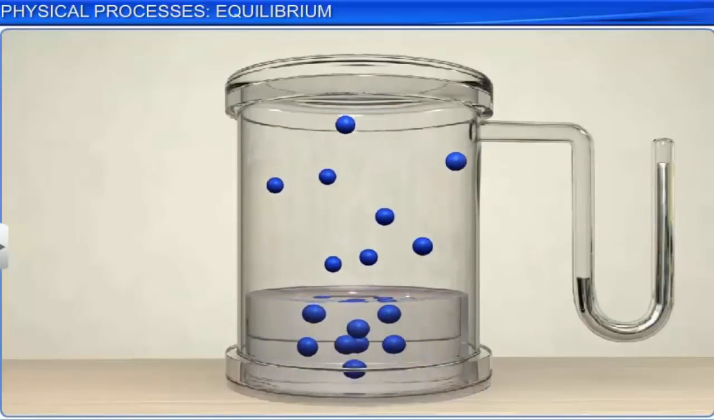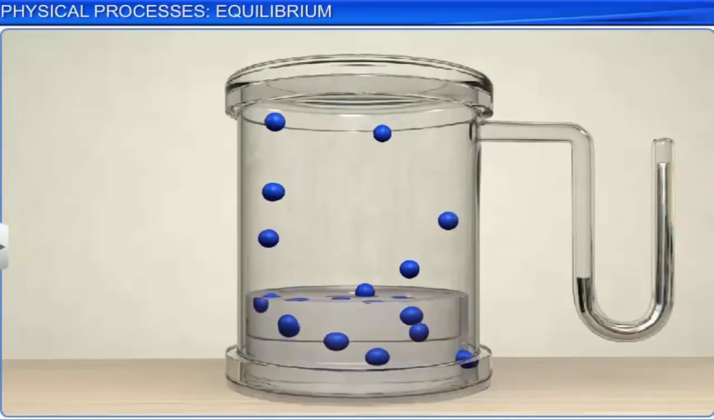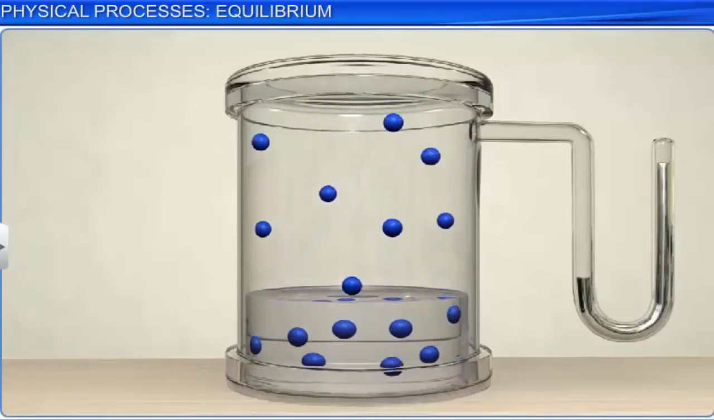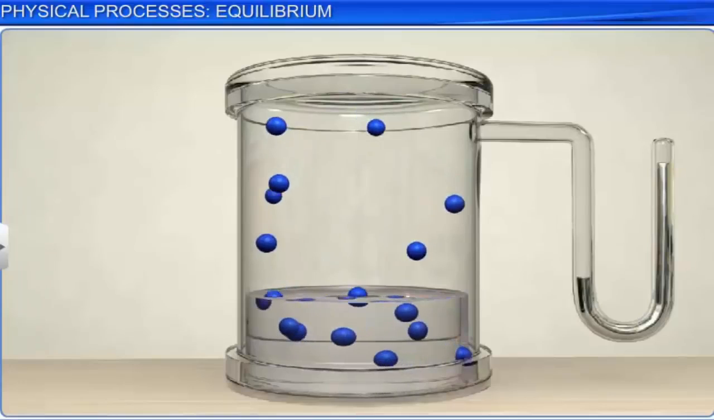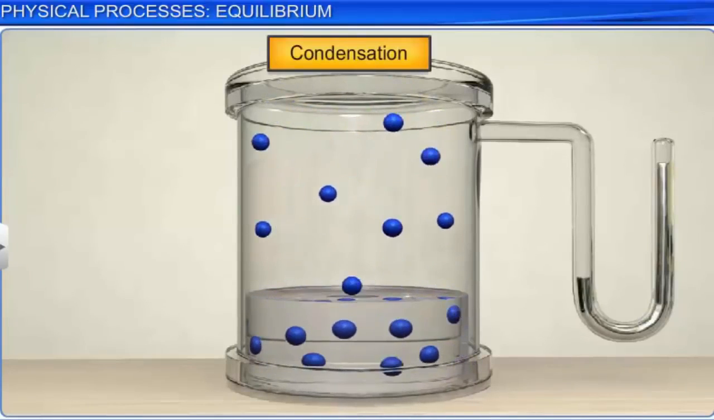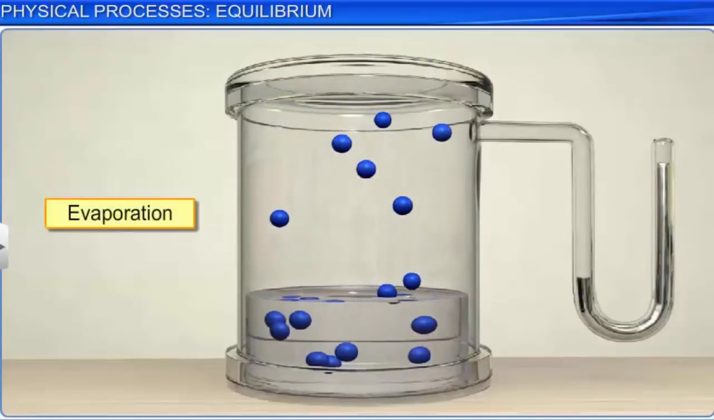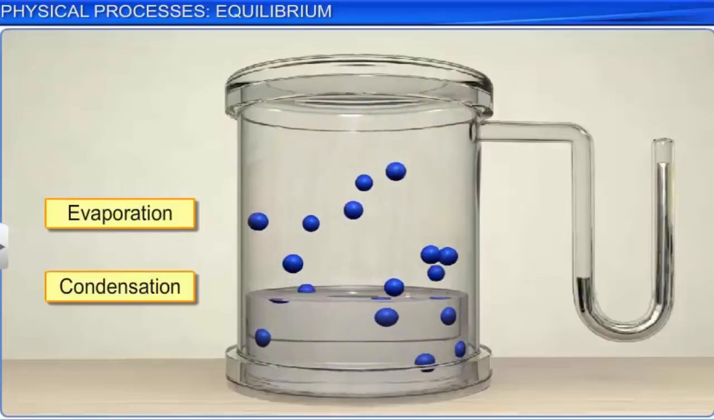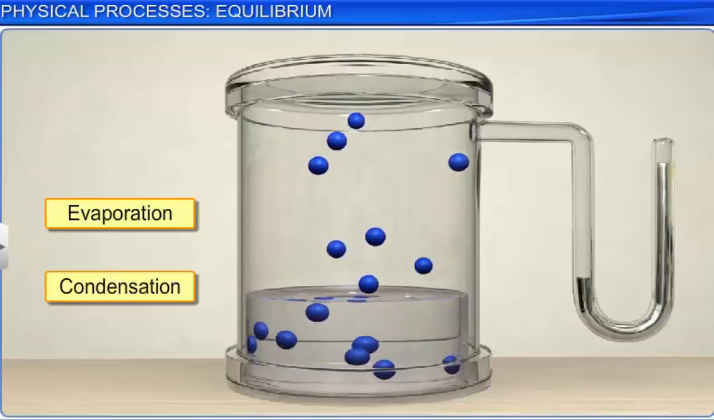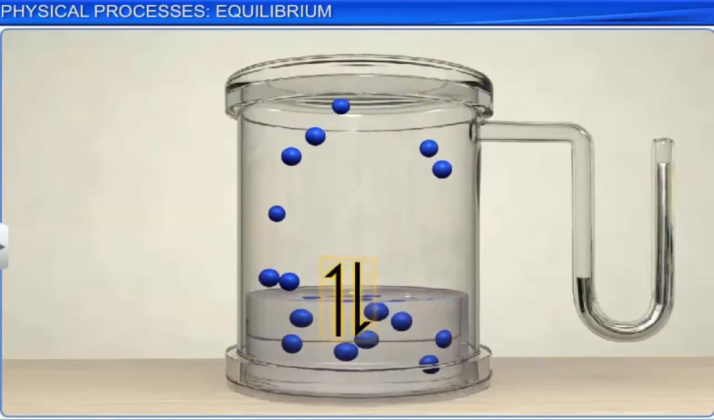When some of the molecules with less kinetic energy come closer to the liquid surface, they get attracted to the surface. This process is called condensation. At any given temperature, evaporation and condensation take place simultaneously. After some time, the rate of evaporation becomes equal to the rate of condensation, and then liquid-vapor equilibrium is established.